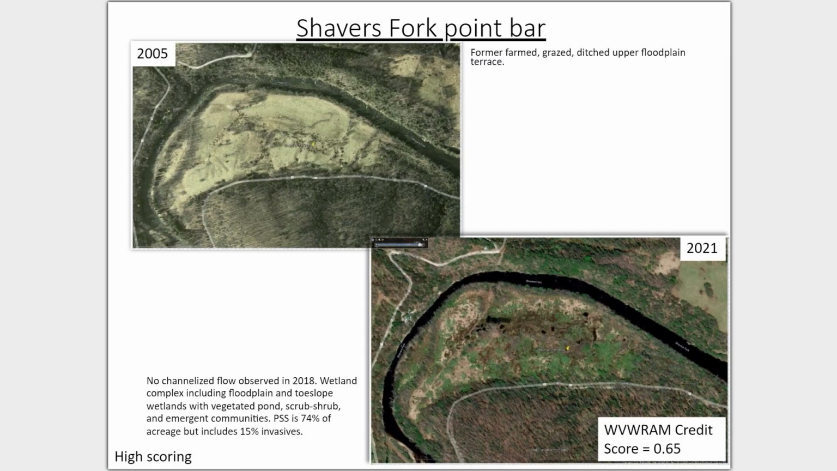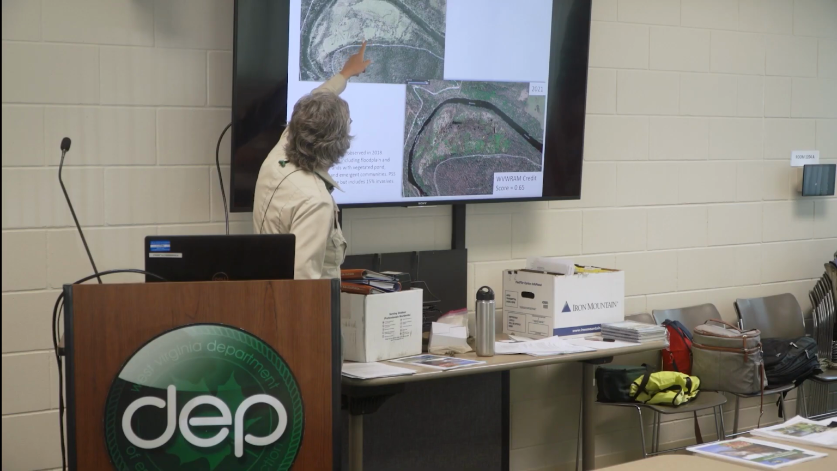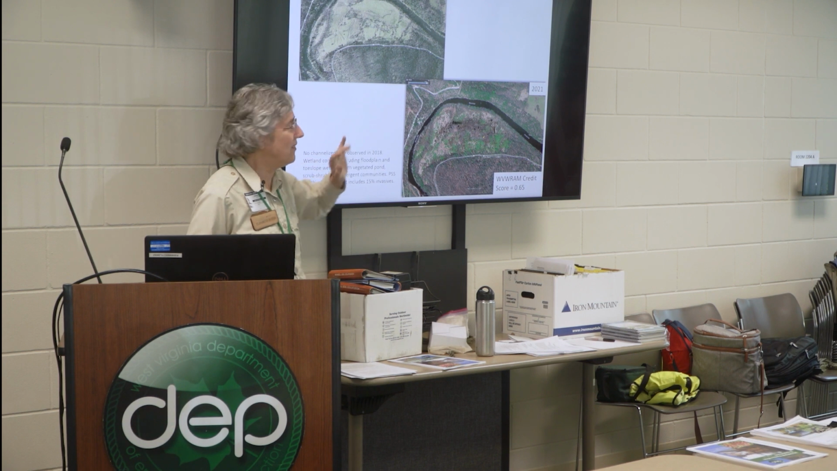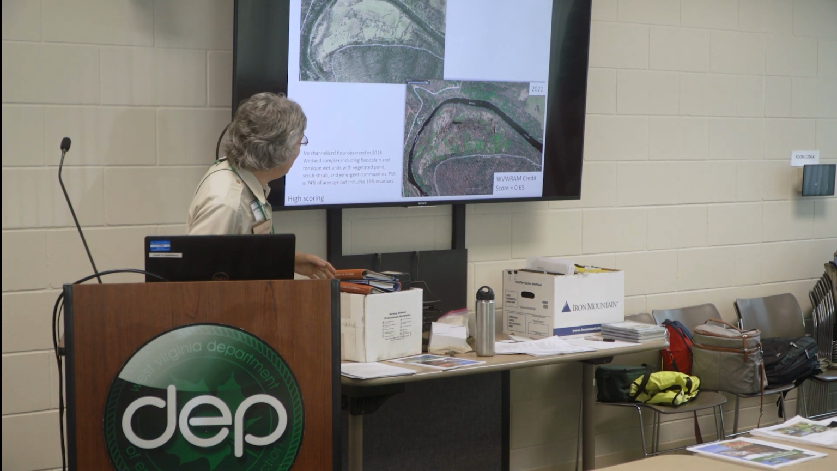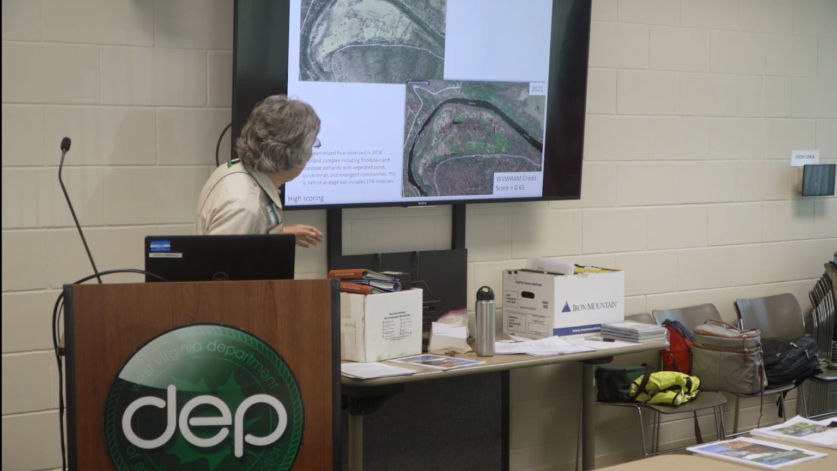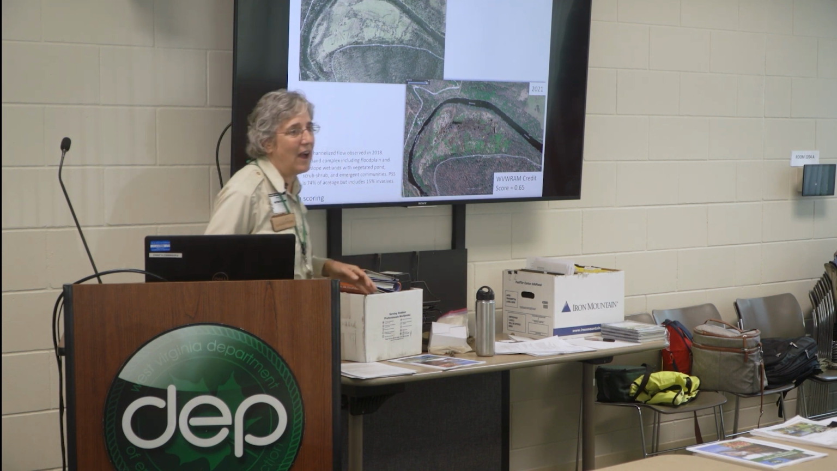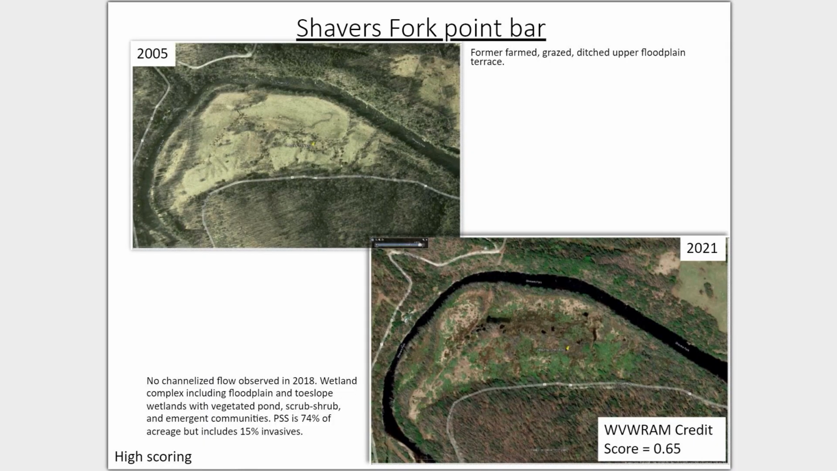and in 2005 it was just an old point bar on the Shavers Fork, and it wasn't wet. It had really eroded channels going down through it, down to the Shavers Fork there. Super eroded, no wetlands at all. And by 2018, when I visited it, it had a WVRAM score of 0.65, and there was no channelized flow.